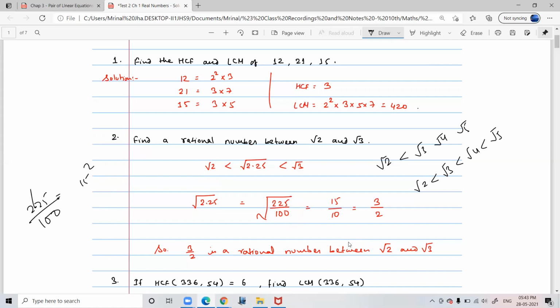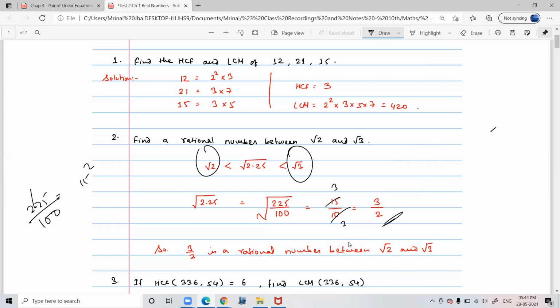Now the numerator is a perfect square, and the denominator is also a perfect square. So both of them come out of the square root and you can write it as 15 by 10. When you cancel it, 5 threes are 15, 5 twos are 10, so this becomes 3 by 2. This 3 by 2 lies between root 2 and root 3, and it is a rational number because we have written it in the form of p by q.